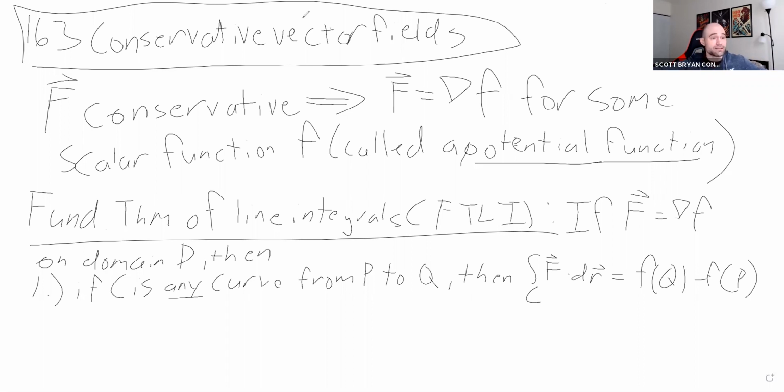This is really nice. You don't have to parameterize your curve. You don't have to do this substitution and actually do the line integral. You don't have to do dr as r prime t, all that stuff. All you have to do is find the potential function if you know your vector field is conservative, and evaluate that potential function at the endpoints. That's all you got to do. So it works just like an antiderivative in 140 and 141. You just evaluate the antiderivative at the endpoint minus antiderivative at the starting point. Very nice. Don't have to do an actual line integral.